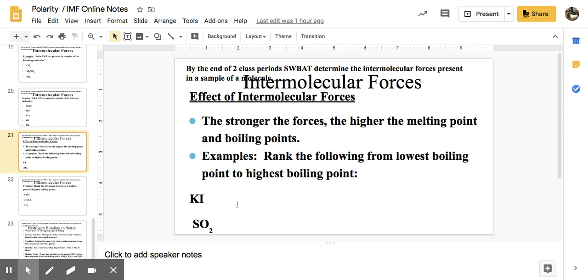So before I move on, I just want to clarify something that I misspoke about at the very end of the last video. I said that SO2 was only LDF. It is polar when you do out the Lewis structure, so it's actually LDF and dipole-dipole. But it doesn't matter because KI is still ionic, so KI still has the highest boiling point. I just wanted to clarify that before I moved on.